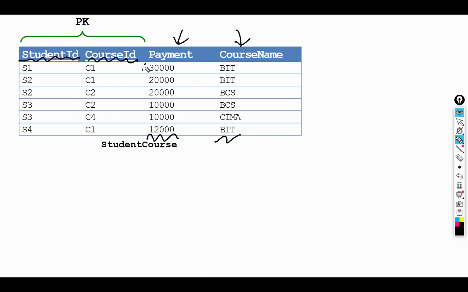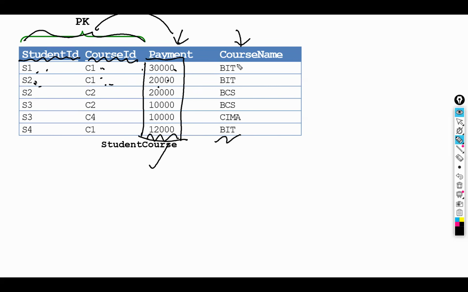If you take payment, now look at the meaning of this payment. This payment is done by the student for this course. Student 1, for course 1, the payment is 30,000. Student 2 for course 1, 20,000. Now you can see I can't explain it without referring to both. So that means this depends on the full key. Therefore, this is perfectly fine.